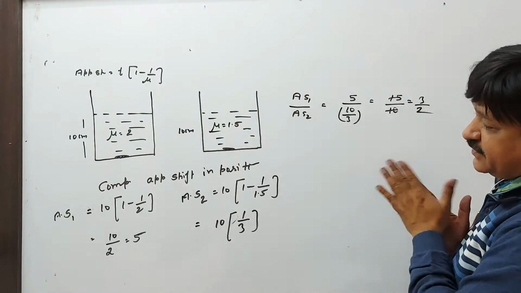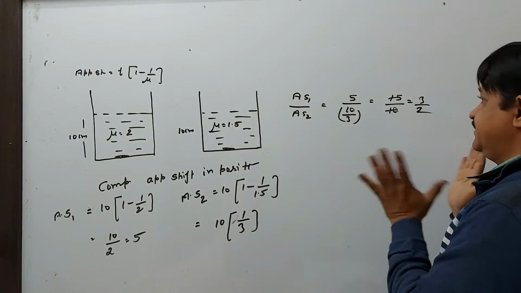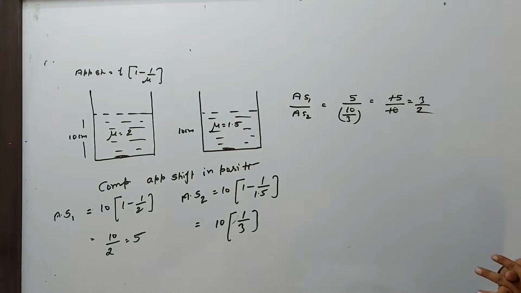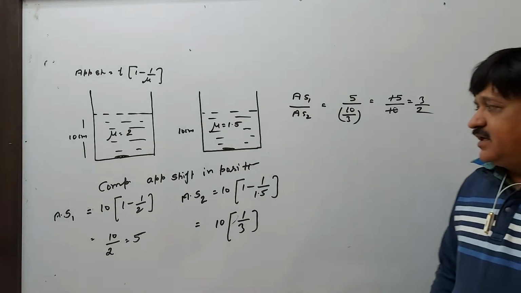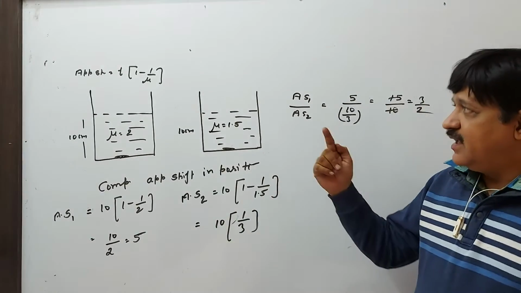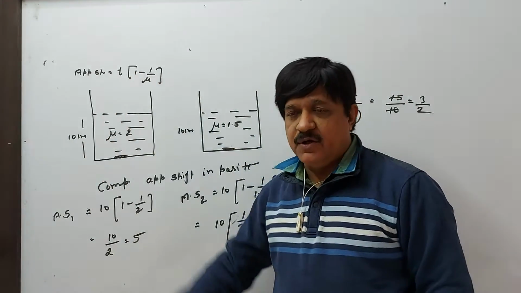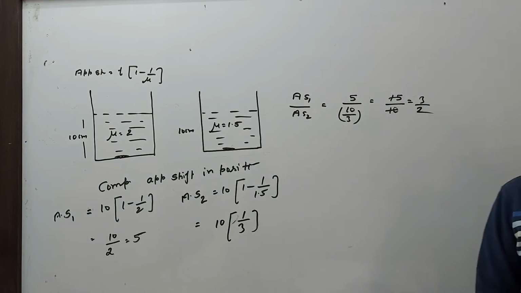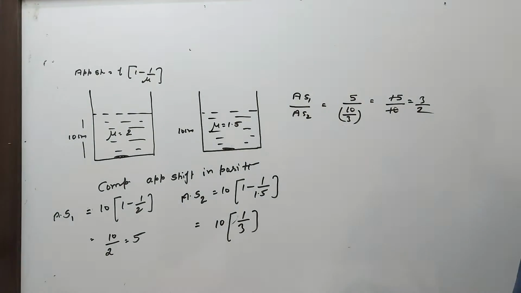So especially these questions which are of apparent shift, you can calculate or you can explain it in this manner. Very, very important concept, but the formula remains same. T (1 minus 1 upon mu), and mu equals to real depth upon apparent depth, where mu is having different concepts.